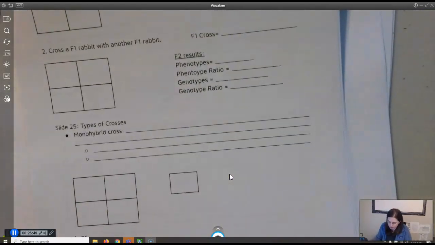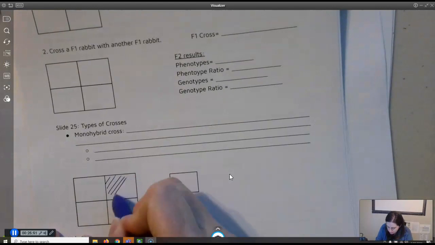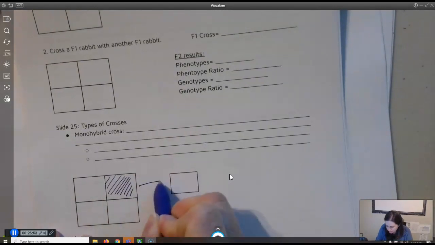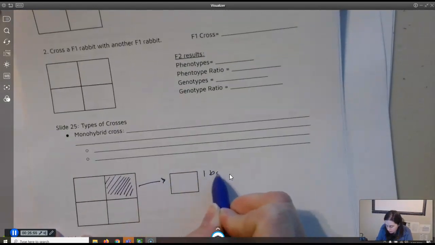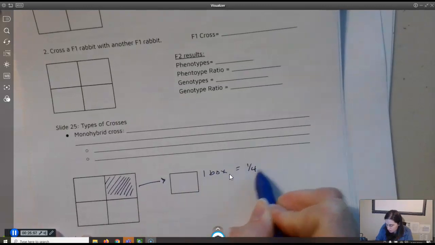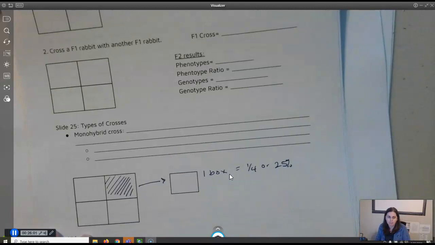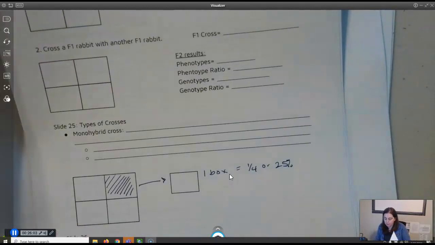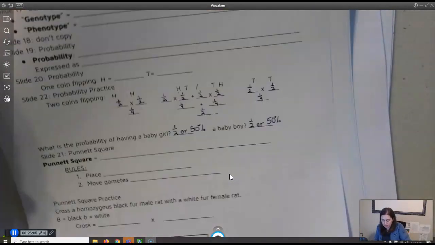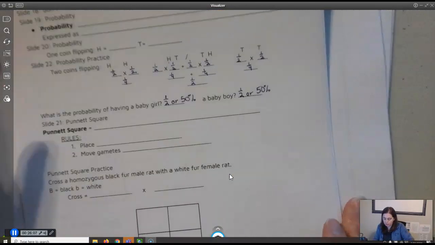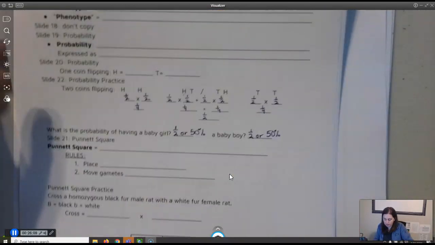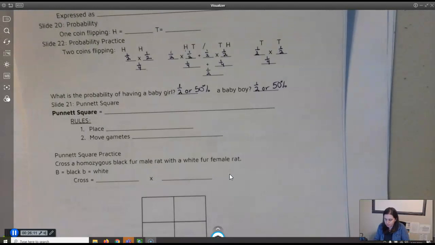So on here, I would definitely write, like, if you shade 1 box equals 1/4 or 25%. Okay? I would shade that one in. And then let's go back to this part here. We had our rules. Hopefully you wrote those down. And let's do some practice problems together.